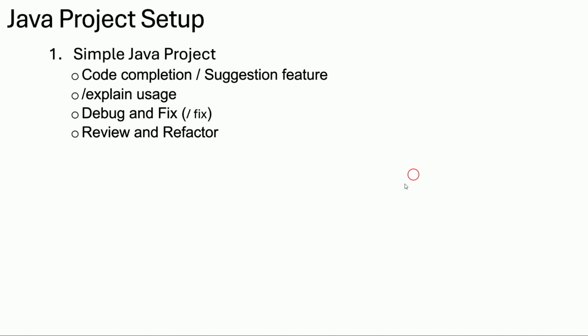Okay, so we will move on to VS Code and see how GitHub Copilot and GitHub Copilot Chat works, right? Now we are going to do this simple Java project where we are going to explore code completion or suggestion feature along with slash explain usage, and also we are going to debug and fix the code if any issues there, and also finally we can review it and refactor it as per suggestions given by GitHub Copilot.